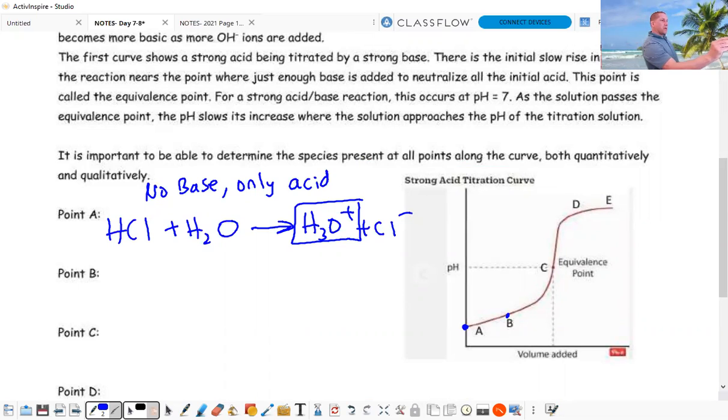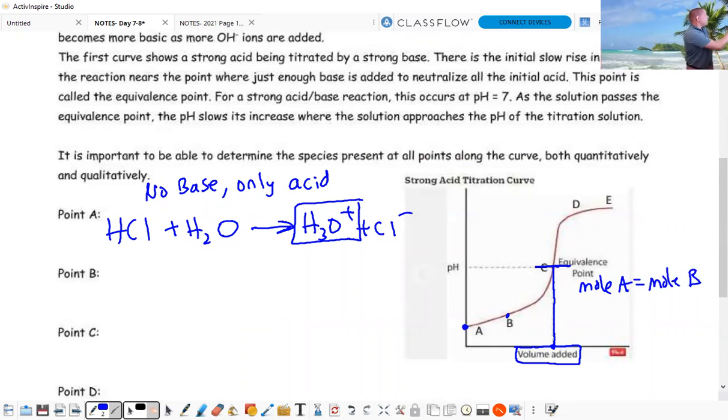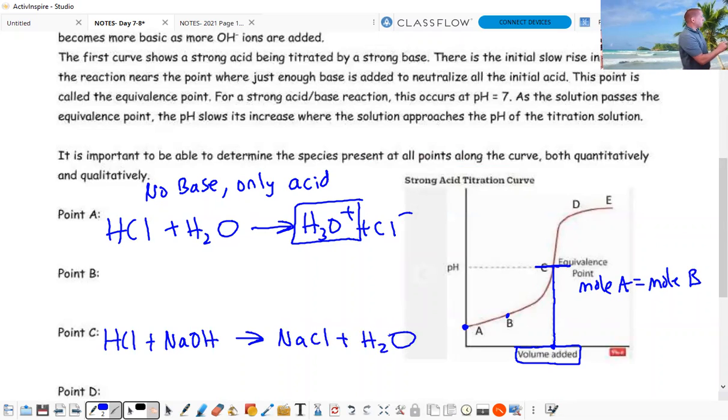All right, well, what about point B? I'm going to do point C first, then I'll talk about point B. So point C right here, we can now calculate the volume that was added to get this thing to the equivalence point. Remember, it's a steep vertical line. It's always the halfway point of that line where the moles of acid equal the moles of base. So that would be here at point C. So at point C, the reaction is HCl plus NaOH yields NaCl and H2O.